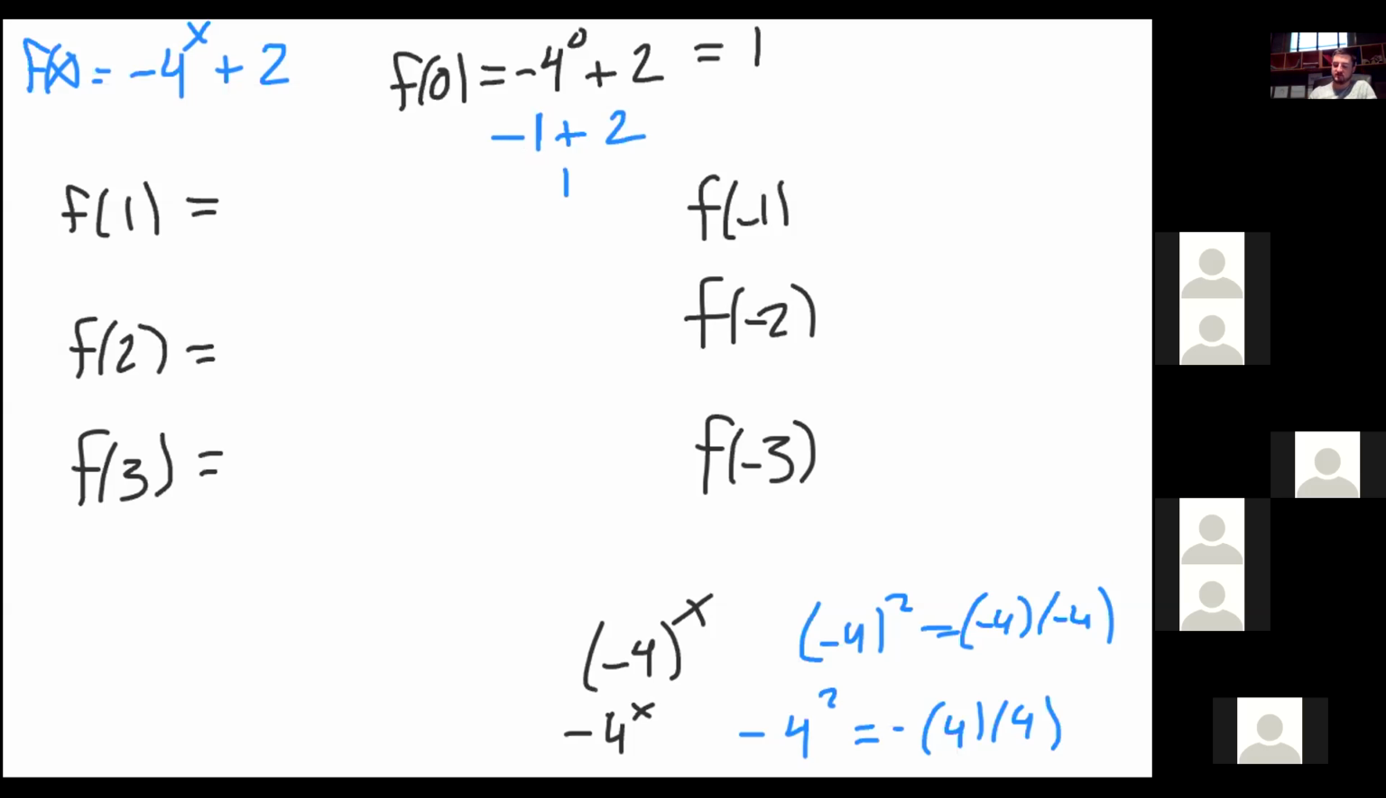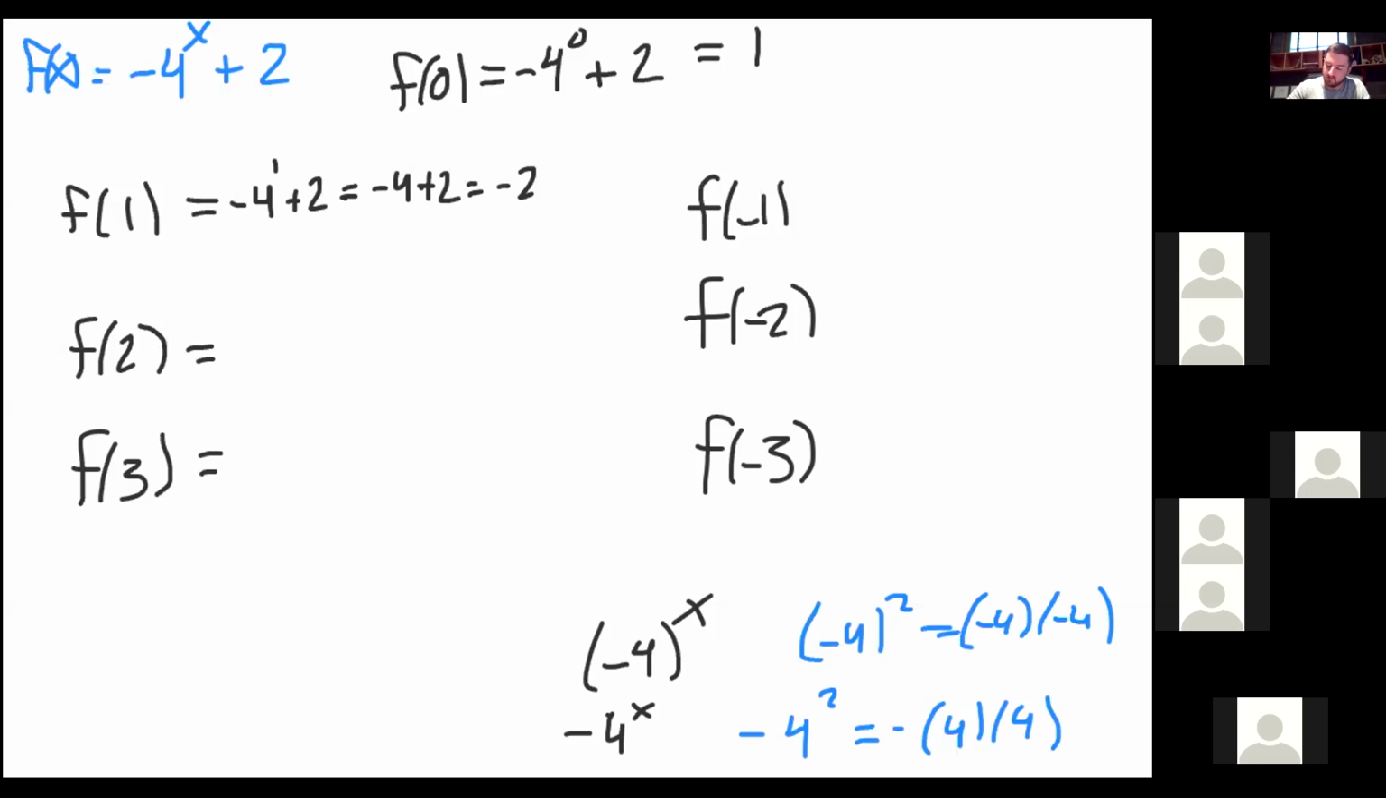Okay? But now we just do some other calculations. Do things like f of 1. This will be -4^1 + 2, which means that 4 to the first power is 4. And if I multiply by -1, this gives me -4 + 2, or -2.